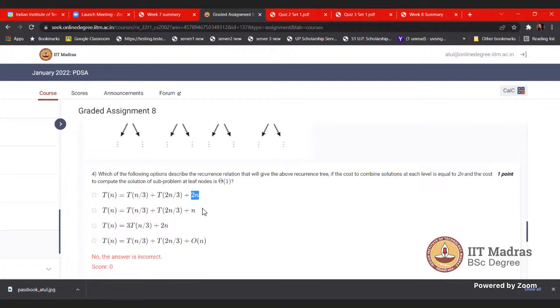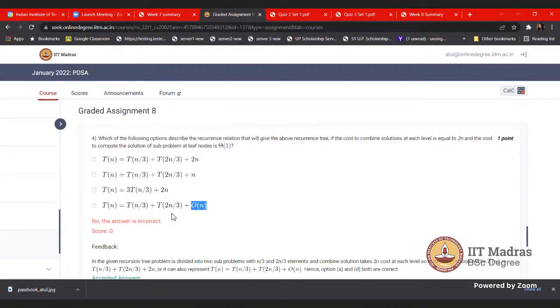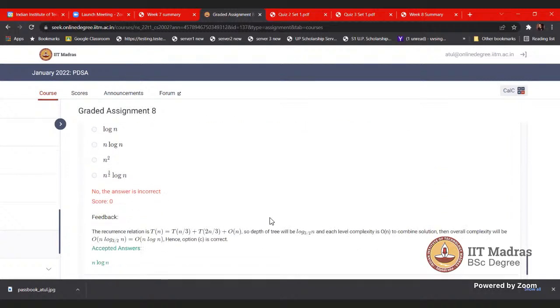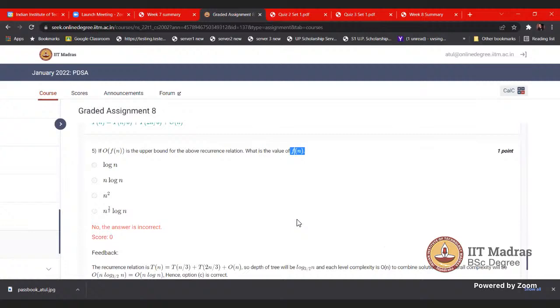So these are 2 different forms to represent the recurrence relation, where you can write the exact number of steps, or you can write the complexity of that part. So these 2 are correct. Now, if F(n) is the upper bound for the above recurrence relation, what is the value of F(n)? Yeah, so this is log n or n log n.